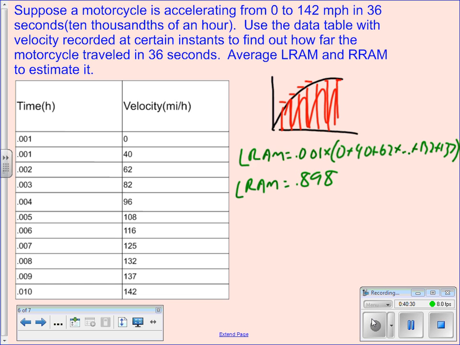Do RRAM. What's the height of your first rectangle with RRAM? 40. What's the height of the last rectangle? 142. So basically take what you did before, what you got adding them together before, and add 142 to it, then multiply times 0.01. Right? Don't add them all together again. You already got it. If you use a graphing calculator, you should have that number on your stack. And what do you get for that? 1.04. Is that what you get? Okay.